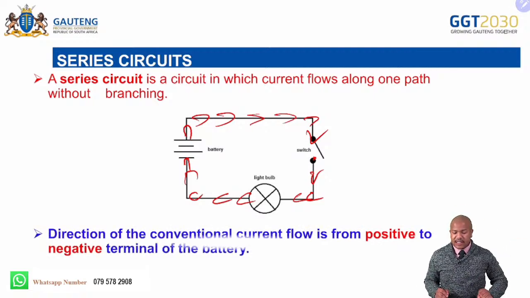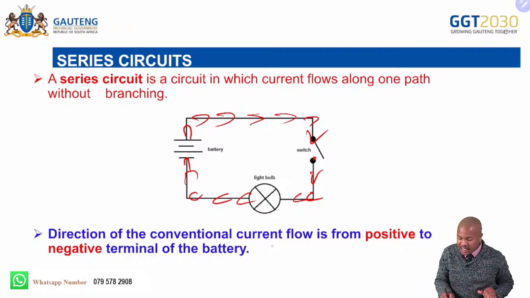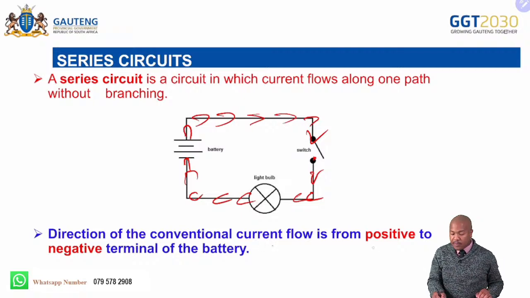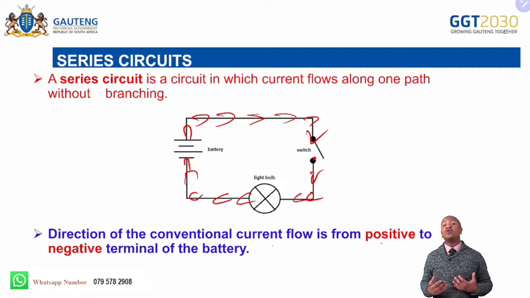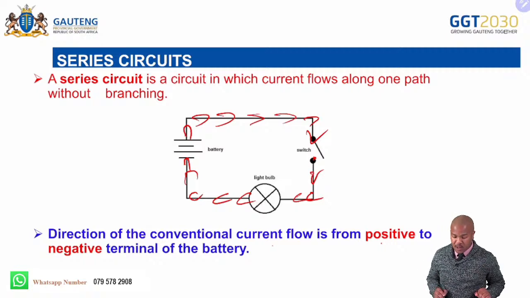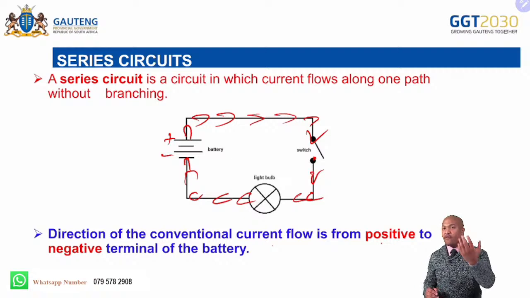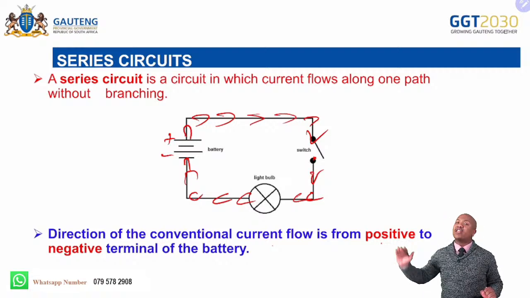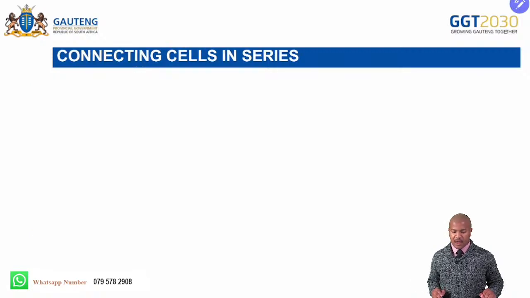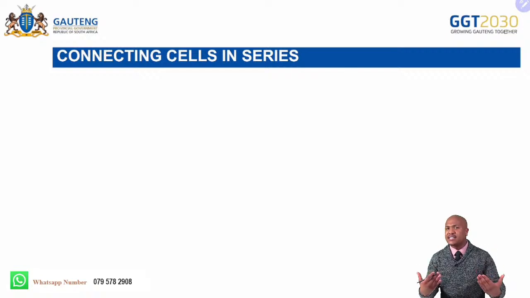And also, the direction of conventional current flow is from the positive terminal to the negative terminal of the battery. So meaning electric charge will flow from the positive terminal of the battery back into the negative terminal of the battery and along that one pathway in a series form. Are we together? So now, we know a little bit about series circuit. We know what a series circuit is.